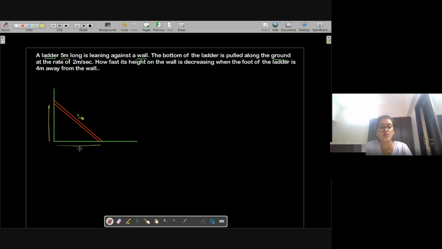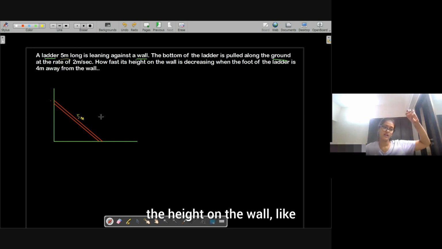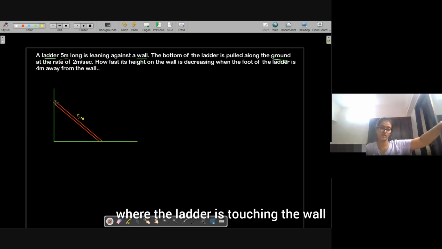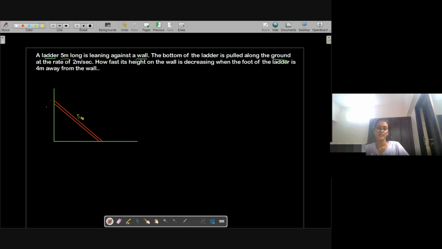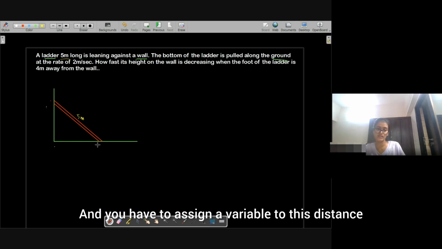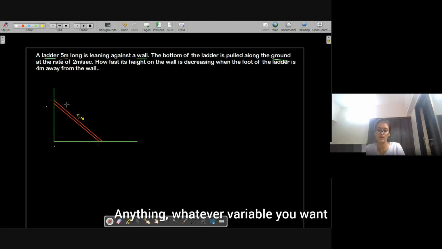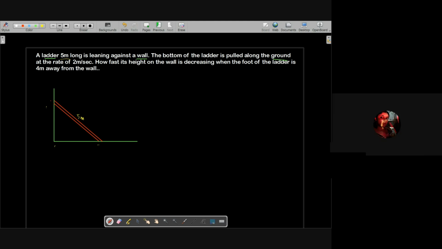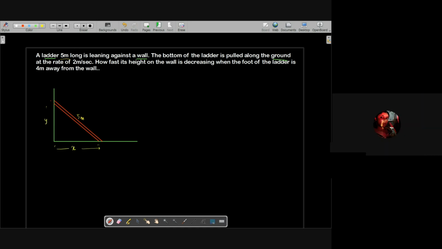So you need to assign variables to these two quantities, the height on the wall, where the ladder is touching the wall. You can assign a variable to this distance, anything, and you have to assign a variable to this distance. Maybe x and y. Let's call x this length and y this length.